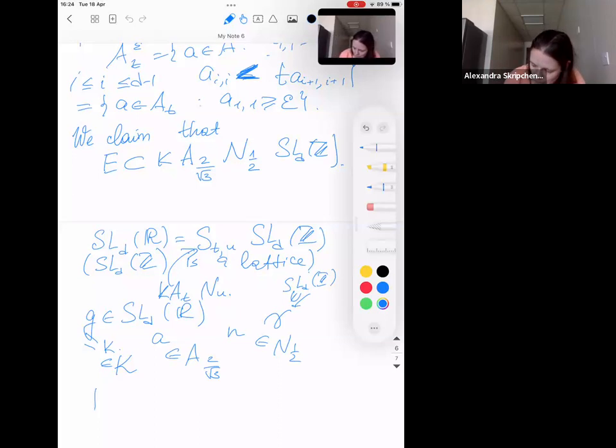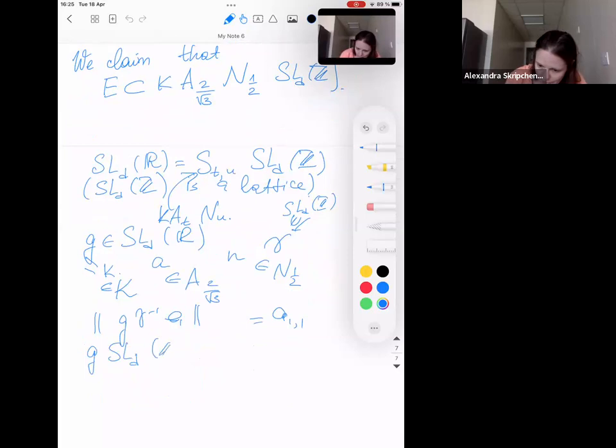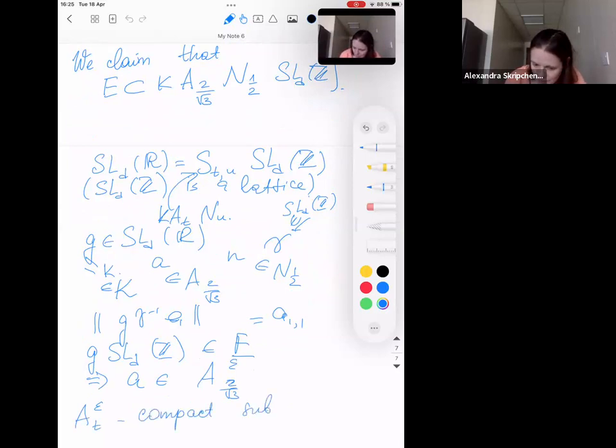So in particular, what can we say about it? We can measure the norm of such a vector, and it will be exactly A11, because you multiply gamma minus 1, so you only deal with this K, AT, and U, and then you multiply E1, so you take the first coordinate, so it's A11. So if we know that G SLDZ belongs to E, then we have no doubts that our A belongs to A epsilon 2 over square root of 3. And now we claim that this is a compact subset of A. This is our claim. We don't know it a priori. So it's time to check that.